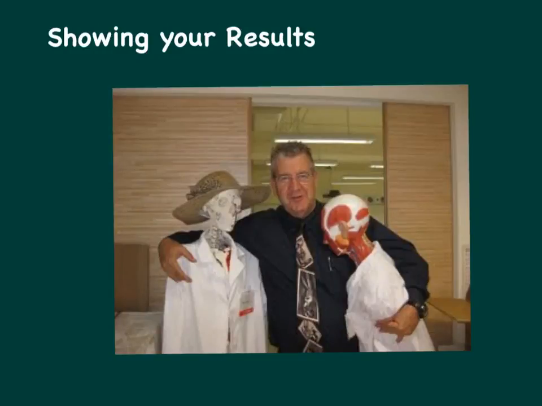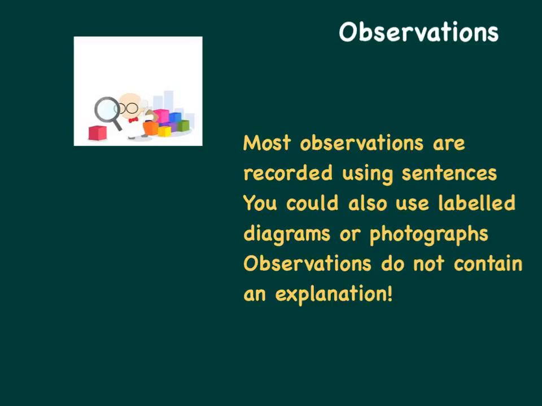Okay guys, what we've done is now we've actually done our experiment. We've followed our method and actually come up with some results. So what sort of things should we show everyone? One of the first things we should do is make a description about what we saw happening.